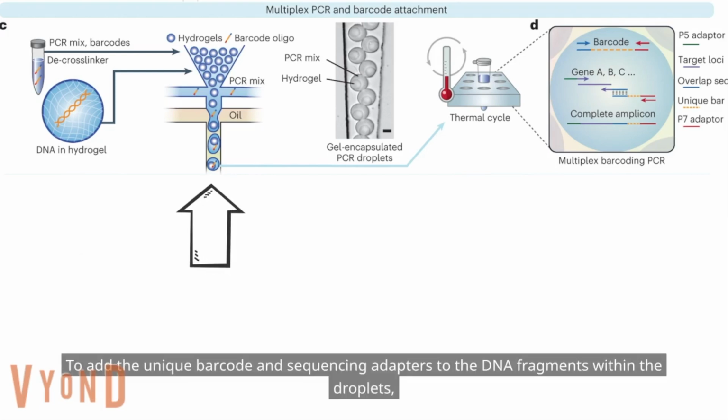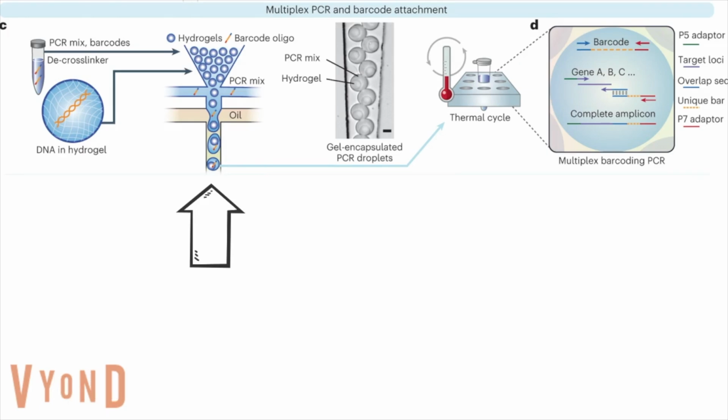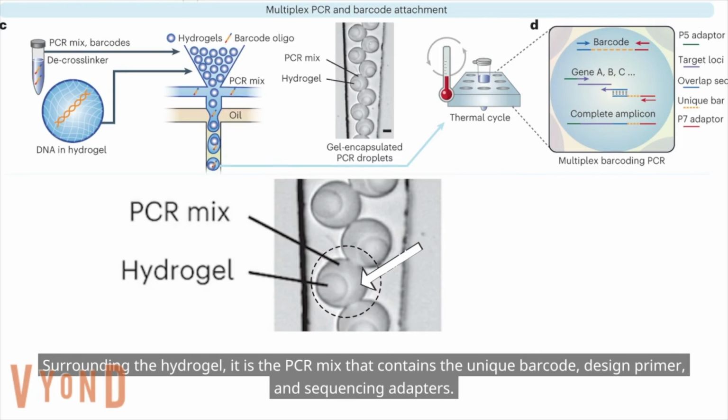To add the unique barcode and sequencing adapters to the DNA fragments within the droplets, we will use the microfluidics again to generate drops that contain the solidified hydrogel from the previous step. If you take a closer look at the droplets, the droplet formed here contains the hydrogel that contains the extracted DNA. Surrounding the hydrogel is the PCR mix that contains the unique barcode, design primer, and sequencing adapters.